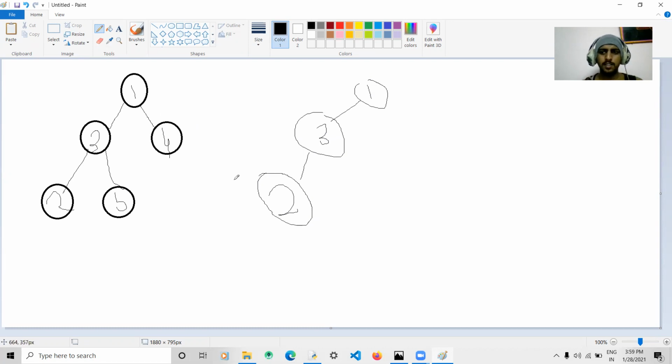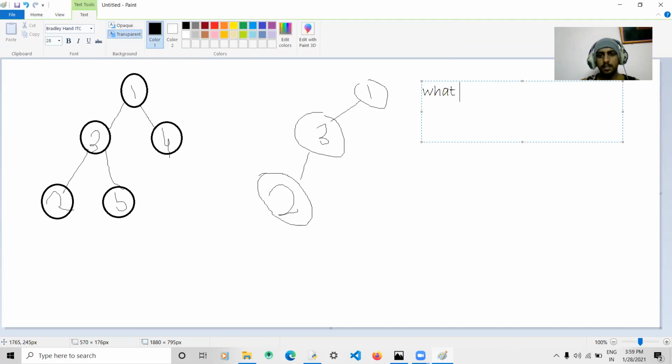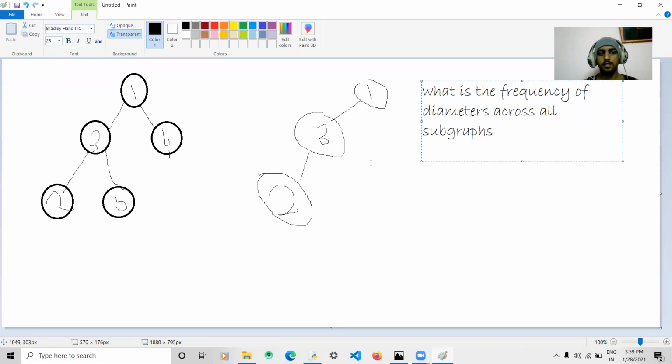So you do not change the structure of the tree, you just delete some of the previous nodes with their edges. So you get a subtree or a subgraph. And you want to know, across all subgraphs, what is the frequency of diameters across all subgraphs. This is the question actually.